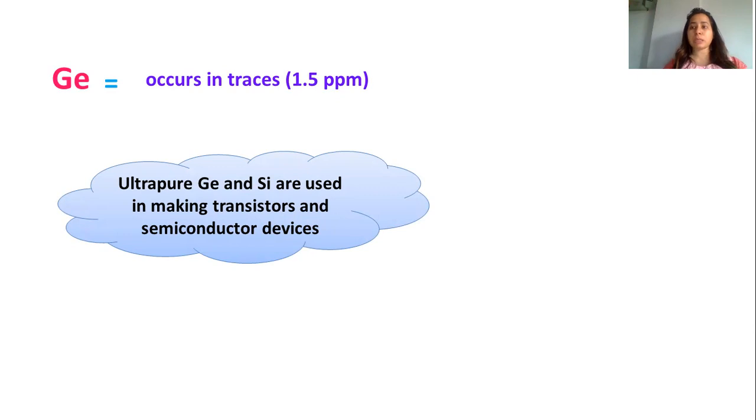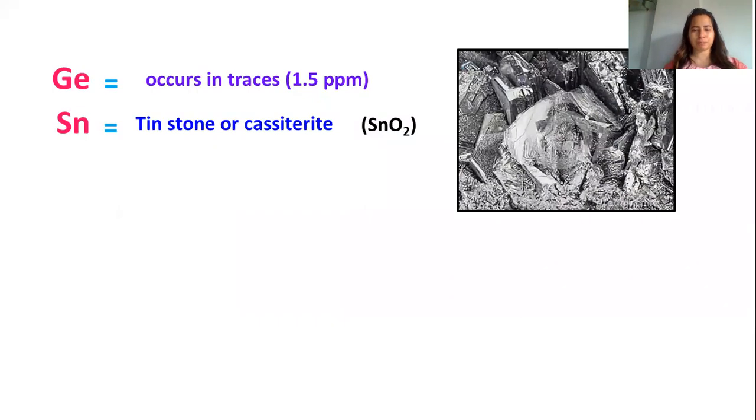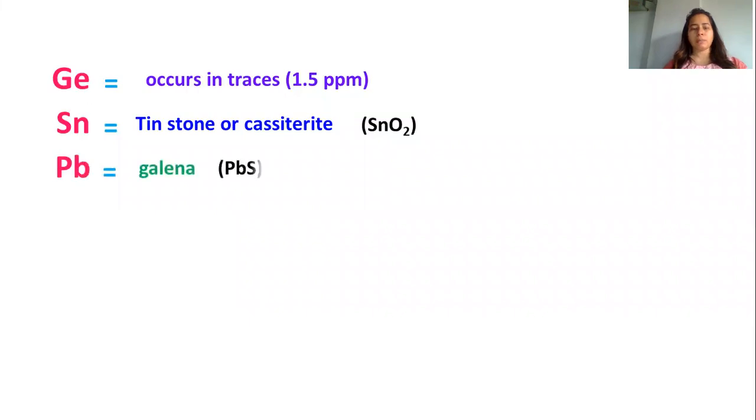After germanium, talking about tin, Sn. Sn is mostly found as tin stone or cassiterite. You can see the formula is SnO2. Tin oxide also you can say, but the common names are tin stone or cassiterite. Moving to the last, that is lead, PbS. PbS, we call it as what? Galena or lead sulfide. So Pb is mostly found in the form of PbS, that is galena.